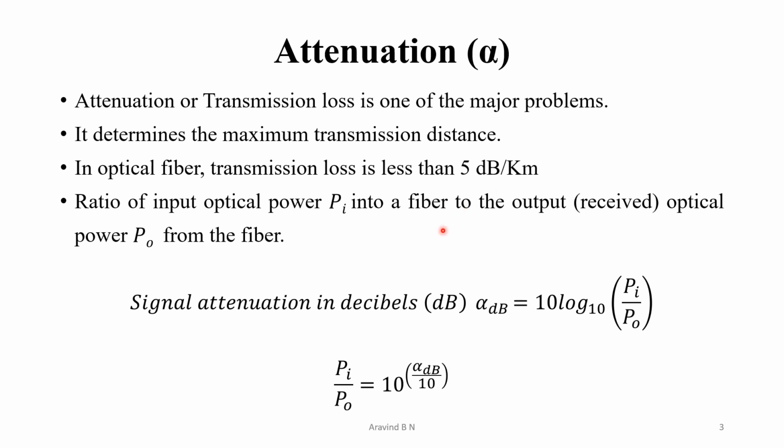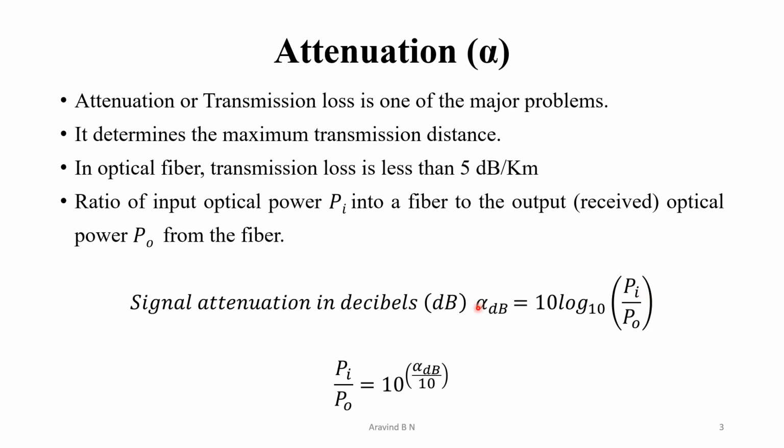The attenuation is given in terms of the input power to the output power. If Pi is the input optical power and P0 is the output optical power, then the attenuation is given by the logarithmic unit of the decibel. That is, signal attenuation in decibels, alpha in dB, is equal to 10 log Pi divided by P0 to base 10, where Pi is the input optical power and P0 is the output optical power.